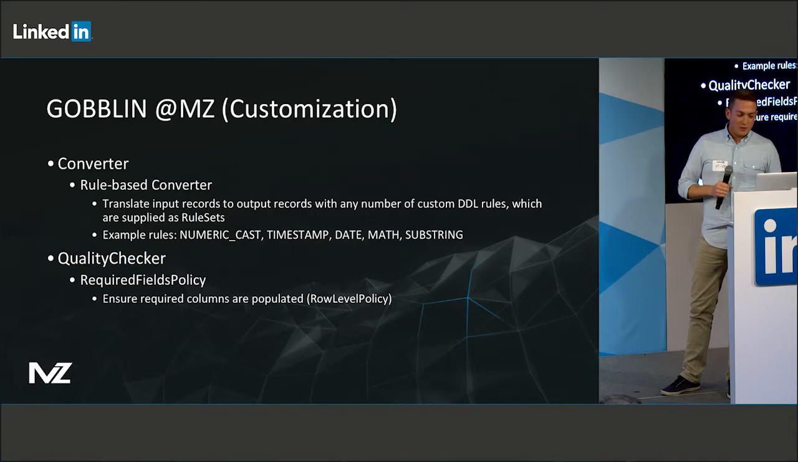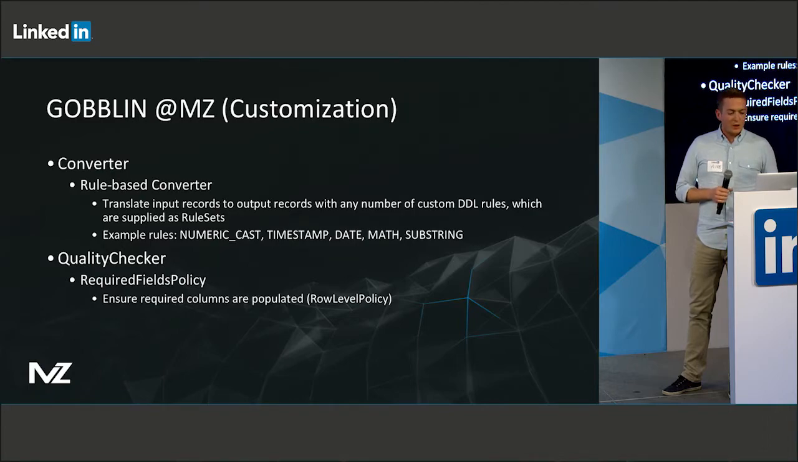One of the biggest changes or features that we implemented was a rule-based converter. It basically takes an input record and any number of custom rules, defined by a rule set. Those rules are then read in, parsed, and applied on the input record to populate the output record. Some examples are numeric cast, timestamp, date, math, substring. These are all things that are required when you're dealing with so many different types of data sources. Normalizing them required us to have something pretty flexible, so that's why we implemented this.